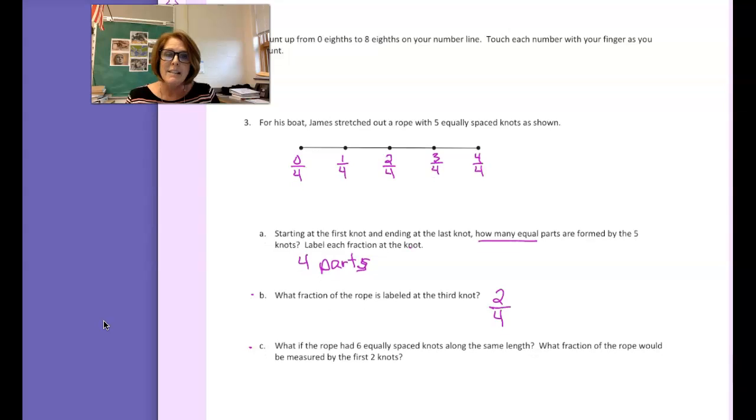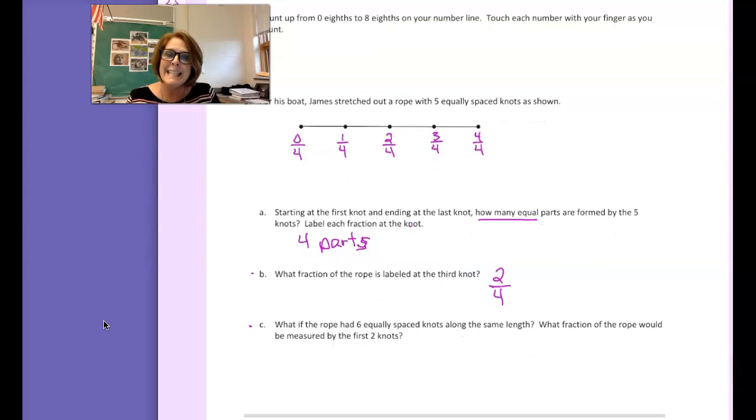Letter C says, what if the rope had 6 equally spaced knots along the same length? What fraction of the rope would be measured by the first 2 knots? So what we can do is draw another number line. And this time we're going to make 6 knots. So there's one here, one at the end. So I need 4 in between. And I don't think I got them perfectly spaced, but that's okay.